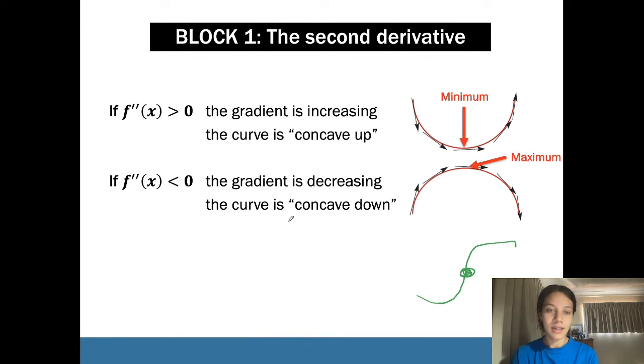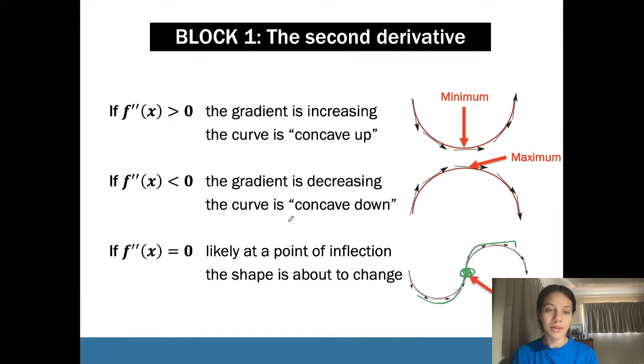Alright, so again, a summary with our second derivative. If f''(x) is greater than 0, the gradient is increasing. If f''(x) is less than 0, then the gradient is going to be decreasing. And if your second derivative is equal to 0, it's likely at a point of inflection and the shape is about to change, going from concave up to concave down in the original graph itself.